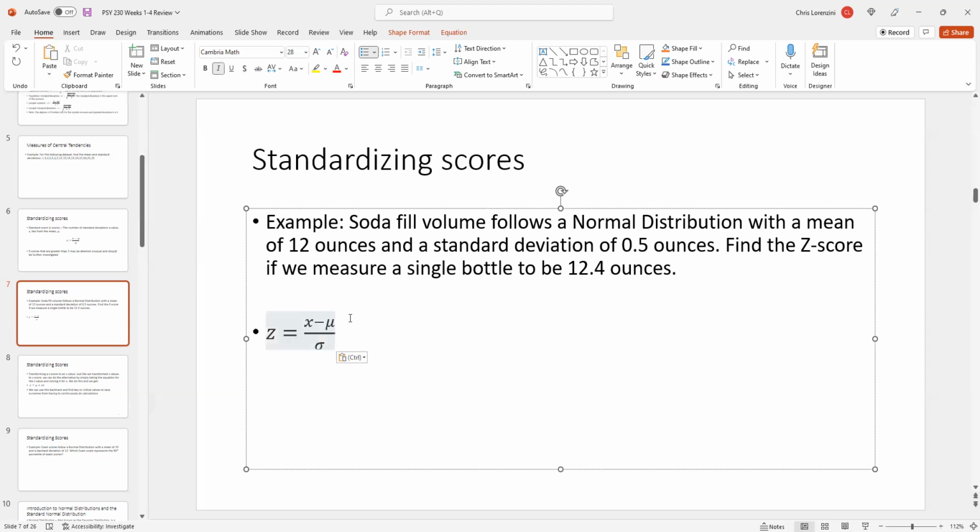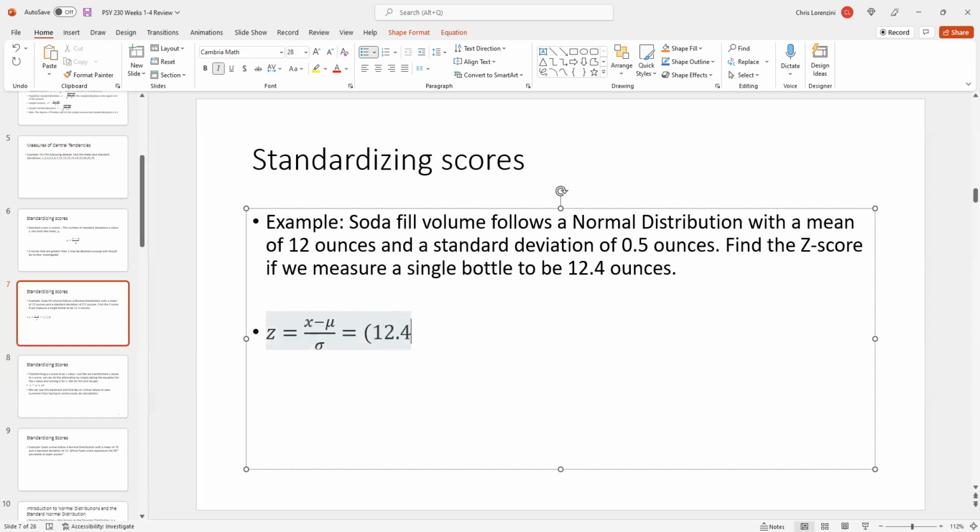So I see that my soda fill volume follows a normal distribution, and I want to compute a z-score. My equation would be x minus mu divided by sigma. Now I just need to identify which values are which. X represents my measurement value. Mu is the population mean. Sigma is the population standard deviation.